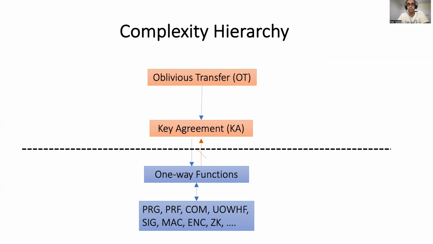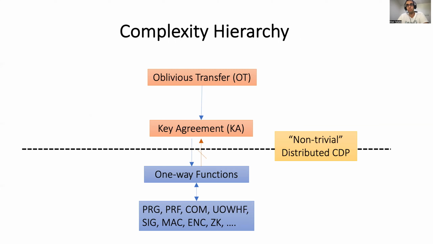Here's the picture of the complexity hierarchy. The lower part is the secret key crypto world, where we have one-way functions, which are the most basic cryptographic primitives. This world is well understood since other primitives like pseudo-random generators, pseudo-random functions, commitments, and so forth are known to be equivalent to one-way functions. The higher part is the public key crypto world, where much less is known. The most fundamental primitives of this world are key agreement and oblivious transfer.